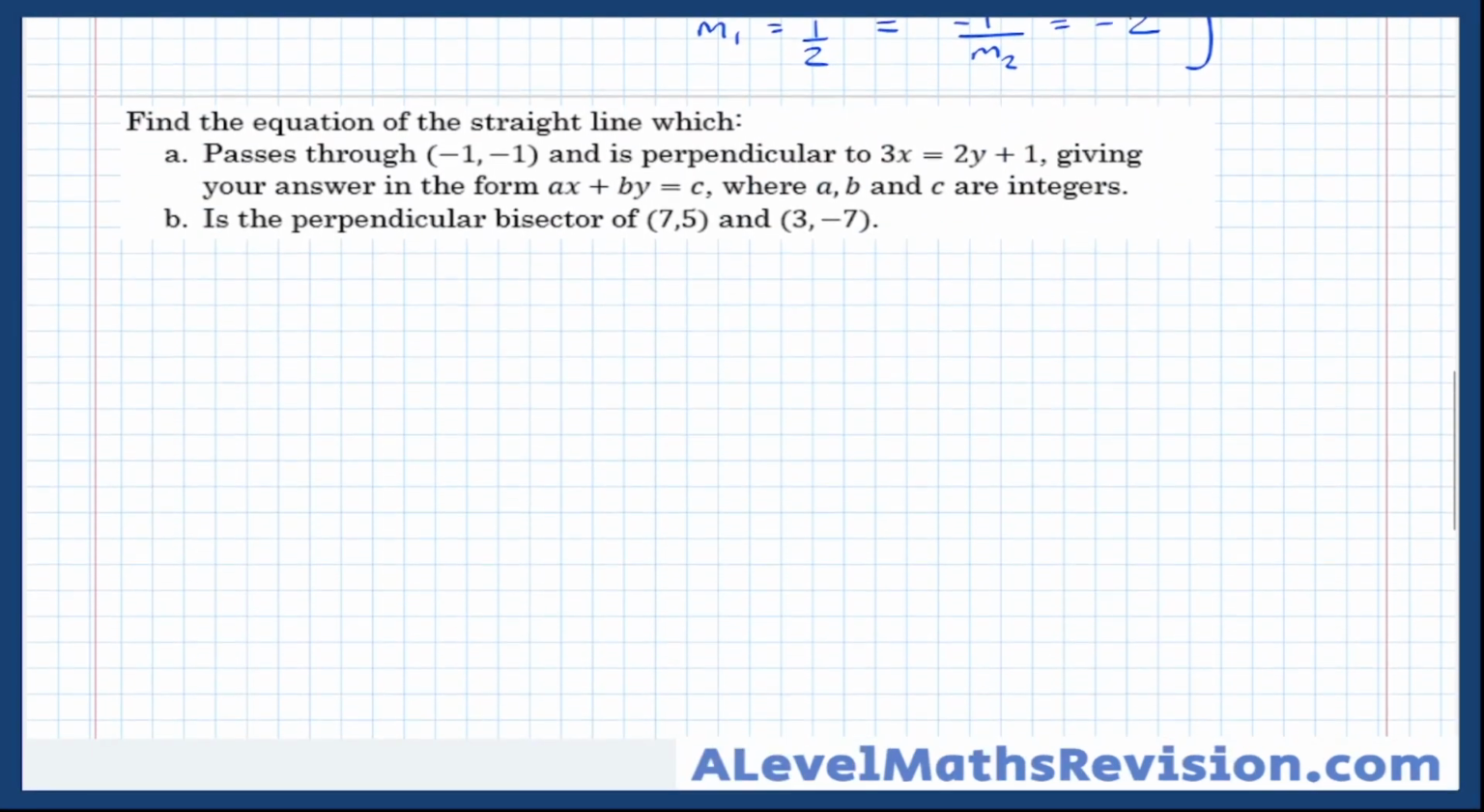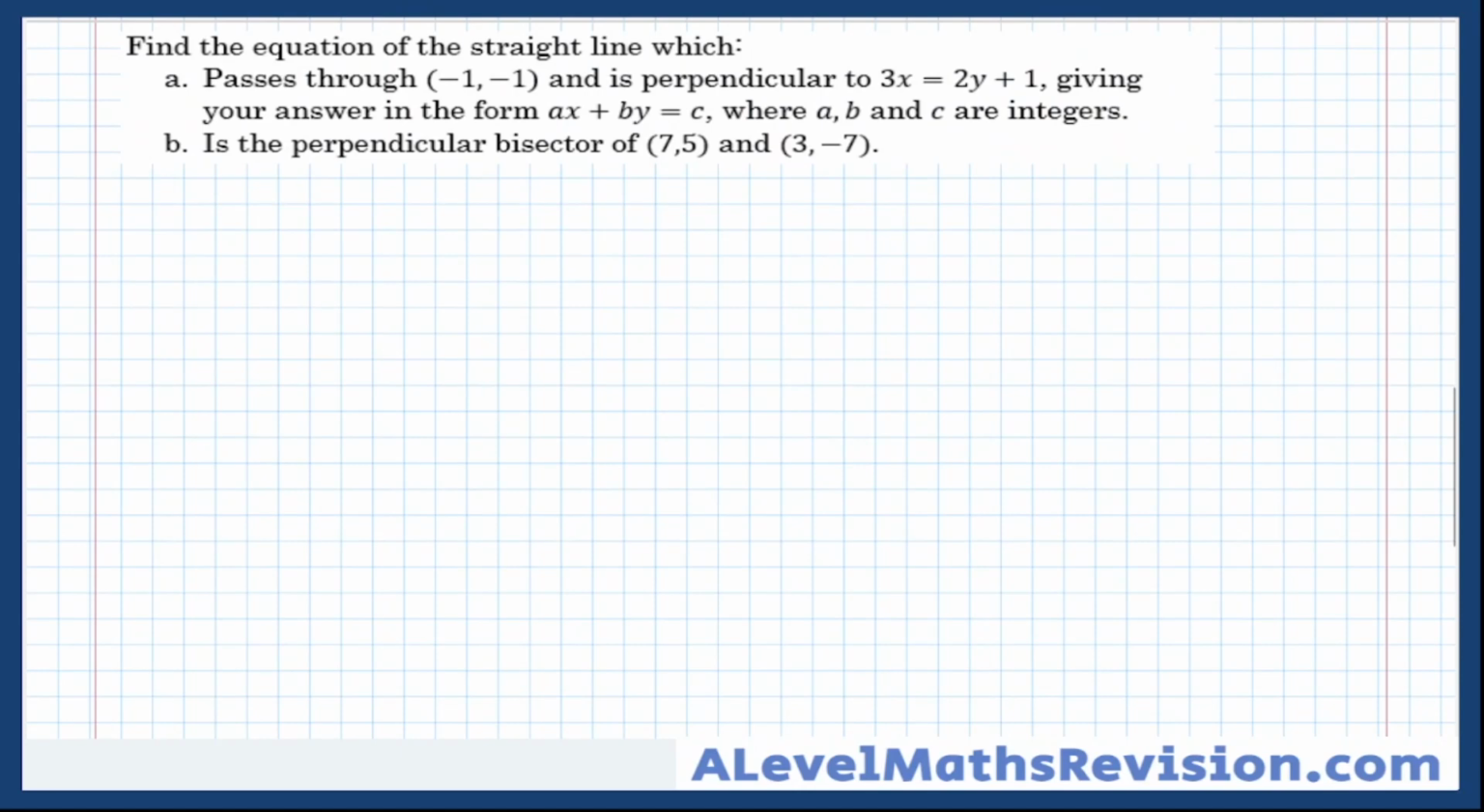Right, so now let's look at an example involving perpendicular lines. It says here, find the equation of the straight line which passes through minus 1, minus 1 and is perpendicular to 3x equals 2y plus 1, giving your answer in the form ax plus by equals c. And note the restriction that a, b and c have to be integers. That is very, very important. So first of all, what we need to do is find the gradient of the line. Well, we know it's perpendicular to this line here, so it would be a good start to find the gradient of that line.